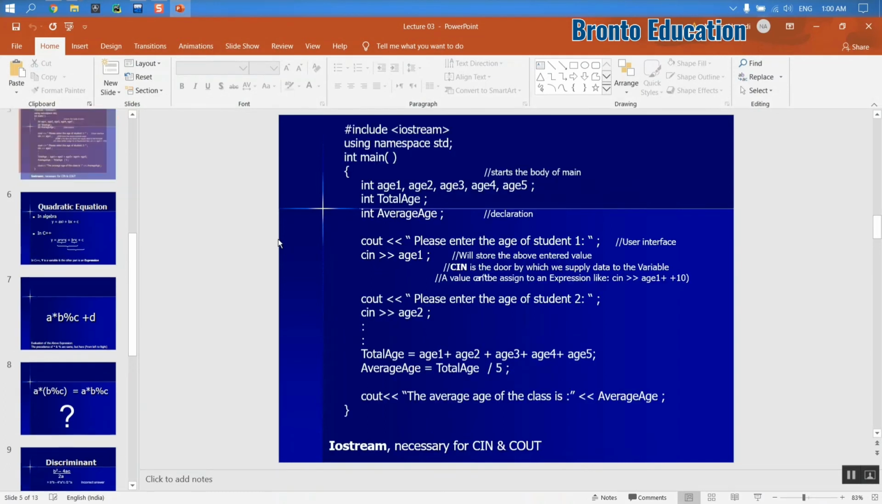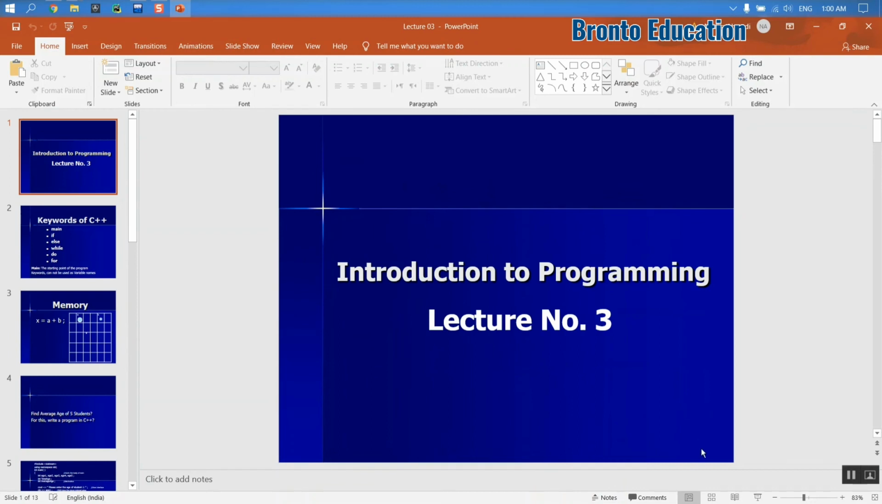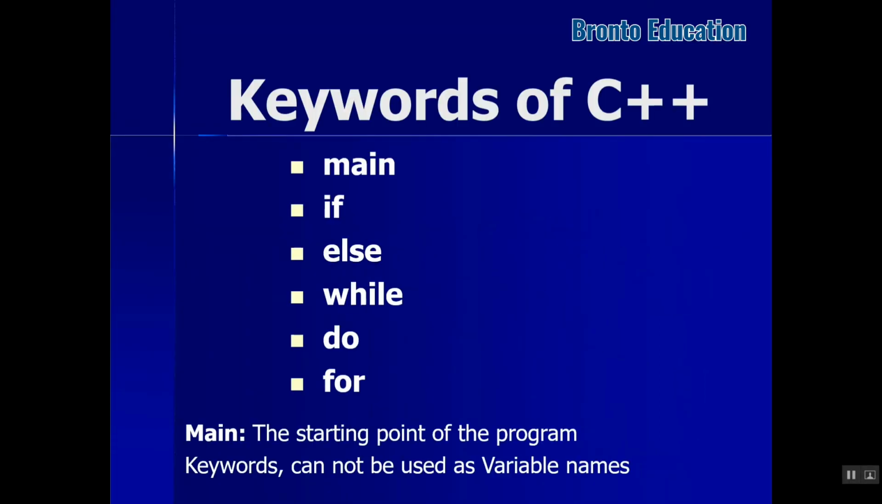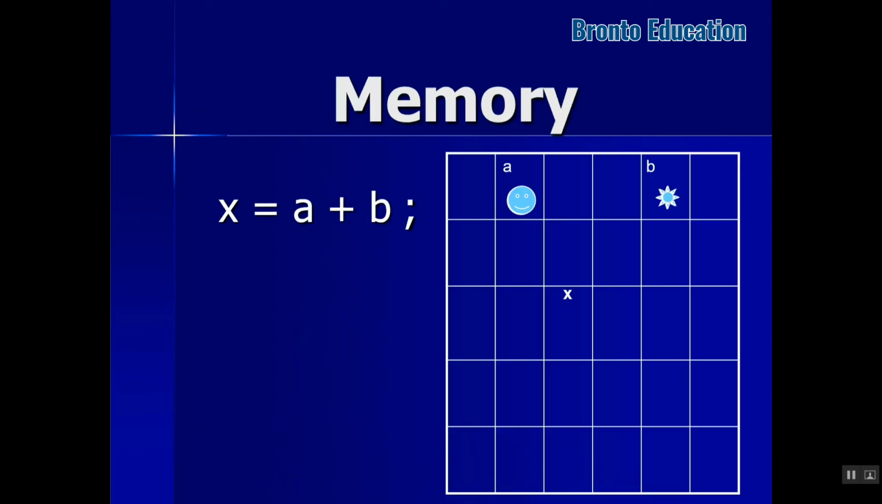So in lecture 3 we have keywords of C++: main, if, else, while, do, for. These are the keywords of C++. You cannot use them, or void, or include. These things are keywords, so you cannot use them as your variable name.